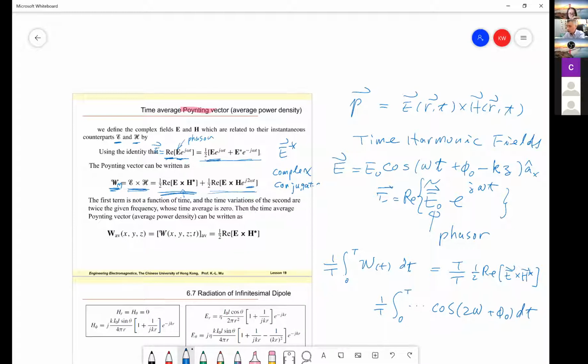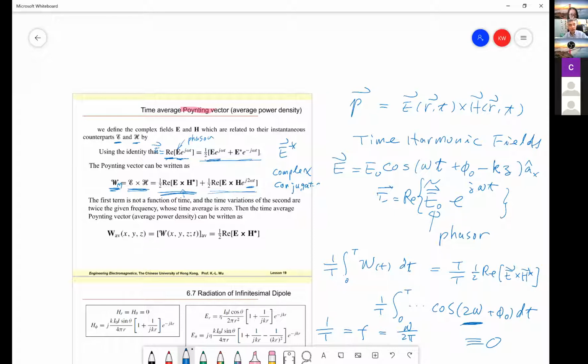And what is the T? 1 over T equals the frequency, equals omega divided by 2 pi. If you do this integration, because the integrand is a function of cosine 2 omega t, the integral is always equal to 0. You can verify this. So the second term of the integration is always equal to 0.